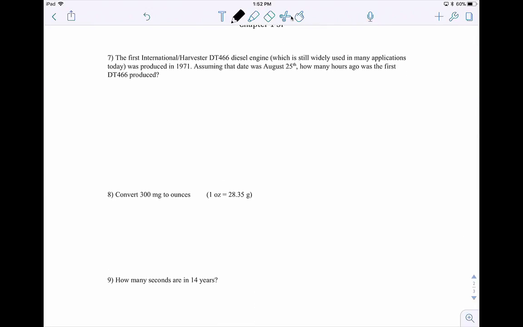Let's move over to the next problem. This problem is good, but it's not good. This is assuming that the date was August 25th, and that's because when I worked this with my class, that happened to be the date. Here's the deal. You had this particular engine that was produced in 1971, and let's assume that it was August 25th of 1971. How many hours ago has it been since August 25th, 1971?